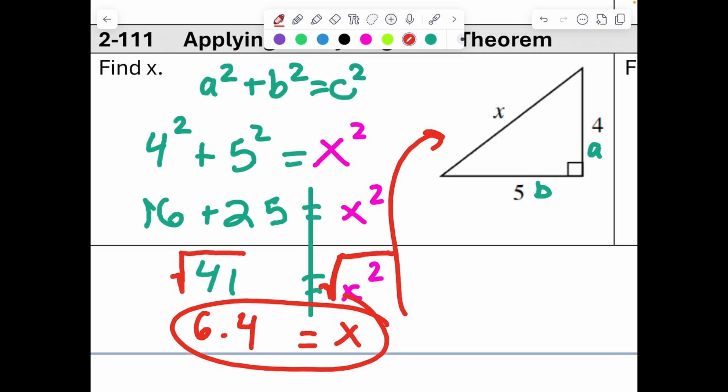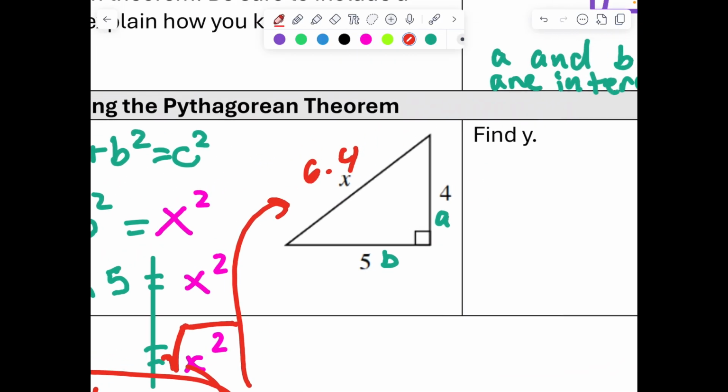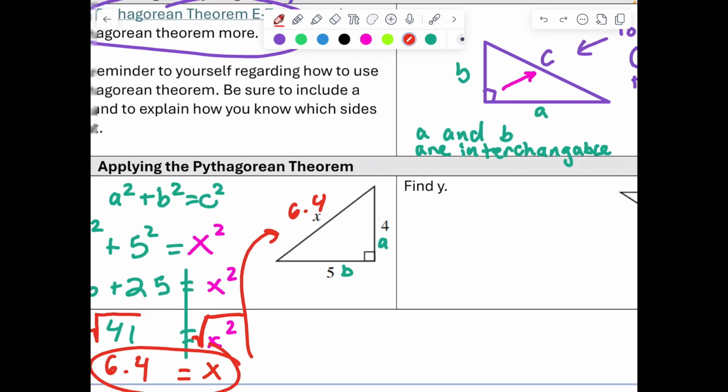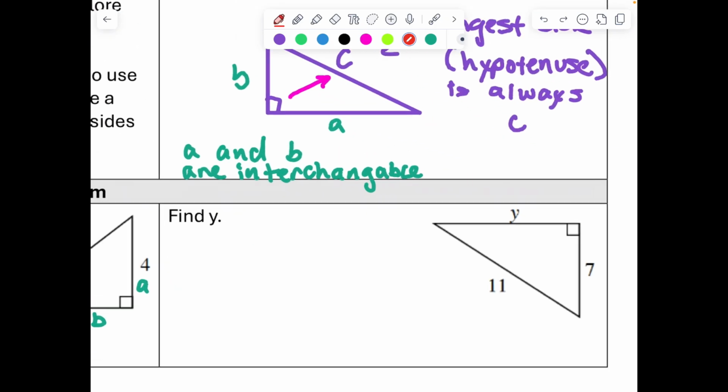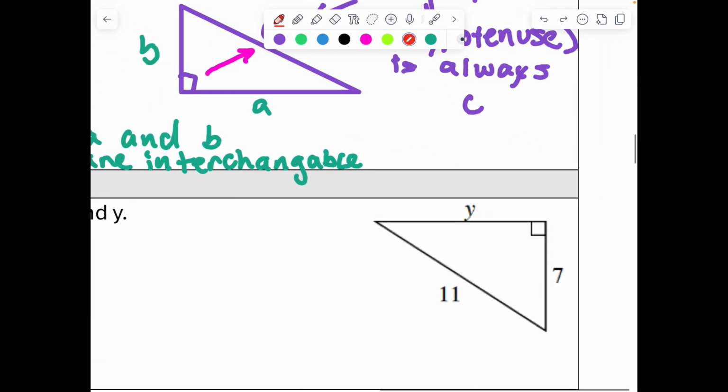So that's what that side should be, 6.4. One way you can check if you're right is to make sure that your answer is always longer than each side, okay? Because it should be the longest side. It's the hypotenuse. All right, we're going to try another problem here.